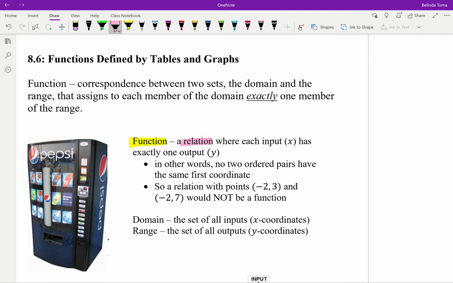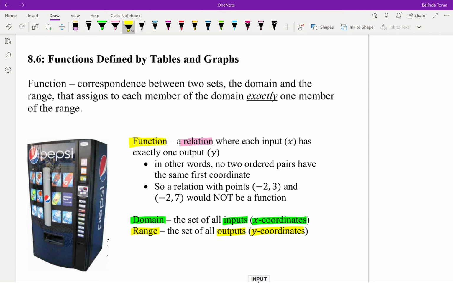All right, so we want to make sure that we associate these three words. Domain is the set of inputs, the x coordinates. And the range is the set of all outputs, or the y coordinates. So every function will have a domain and a range. The domain goes in and the range goes out.